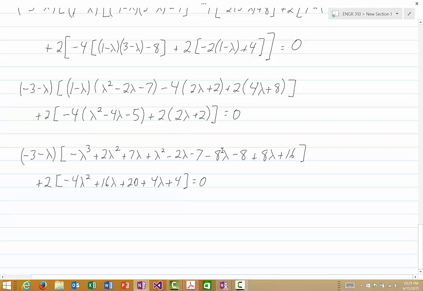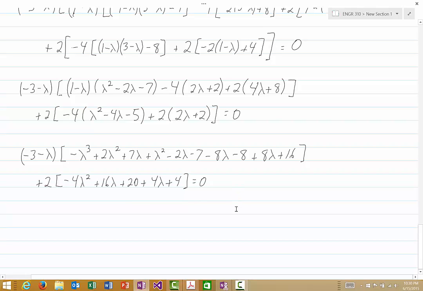Minus 4 times 2 lambda is minus 8 lambda. Minus 4 times 2 is negative 8. 2 times 4 lambda is 8 lambda. 2 times 8 is 16. So I believe that that's correct. And now in here we have 2 and then negative 4 lambda squared plus 16 lambda plus 20 plus 4 lambda plus 4 is equal to 0.